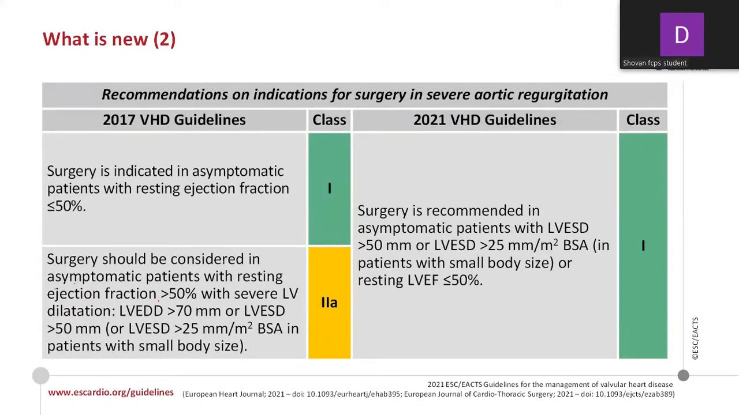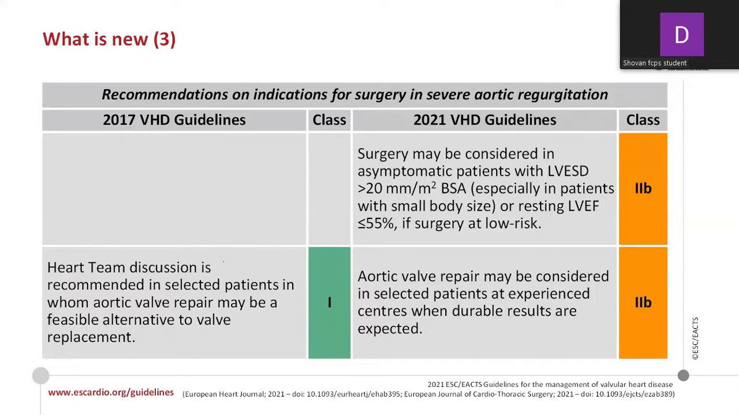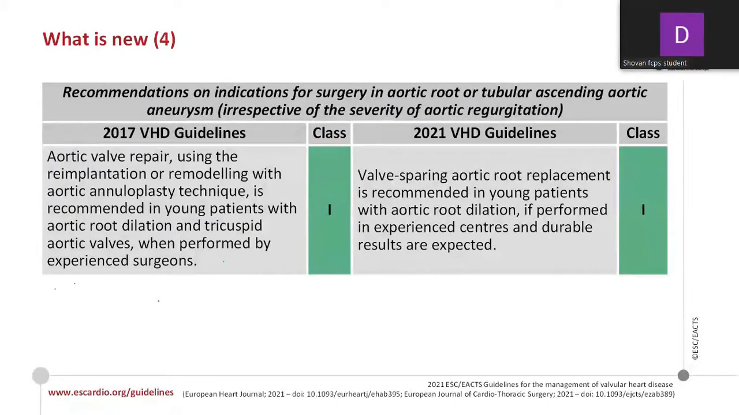Another change: in the previous guideline, that is the 2017 guideline, aortic valve repair using reimplantation or remodeling with aortic annuloplasty technique was a class 1 indication if any patient has aortic regurgitation with aortic root dilatation. But now the valve sparing aortic root replacement, where we will not do any valve surgery here, is recommended in young patients with aortic root dilatation if performed in an experienced center and durable results are expected. That is a class 1 indication now.